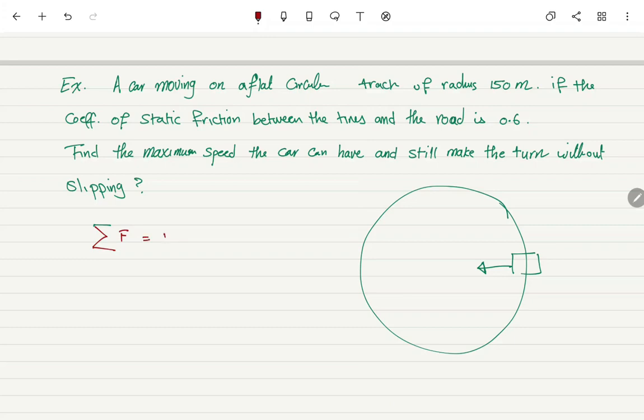Again, sum of all forces equals mv square over r. In this case, again, we all agree that the only force here is the static friction. It's equal to mv square over r. Since we all know that static friction is less than or equal to mu s n, and we are looking for the maximum speed, in this case, fs here is actually equal to f maximum, or f maximum here is equal to mv square over r.